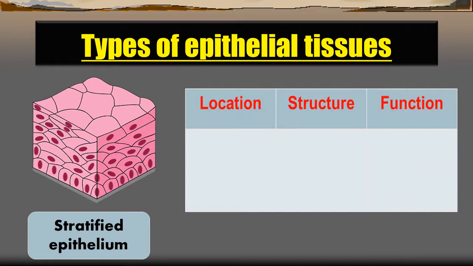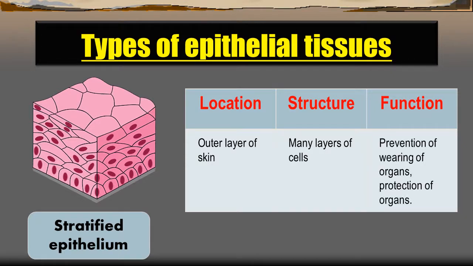The next type is stratified epithelium, and this is its structure. Its location is the outer layer of the skin, with many layers of cells, as you can see in the alongside diagram. The function is prevention of wearing of organs and protection of the organs.